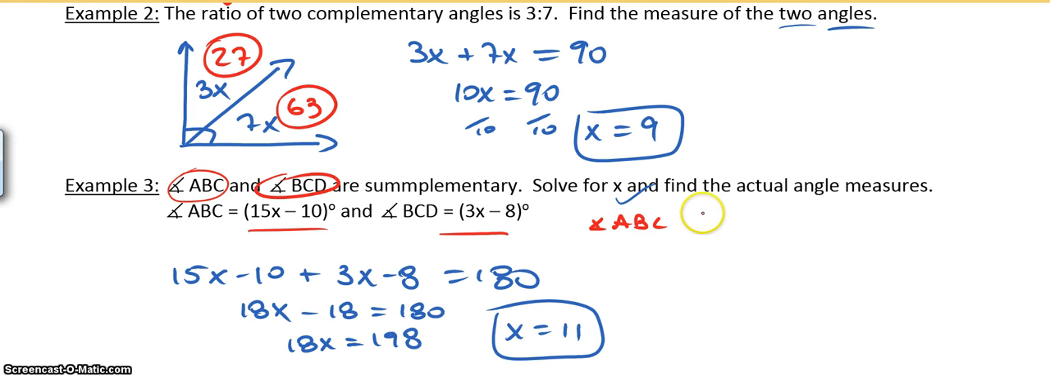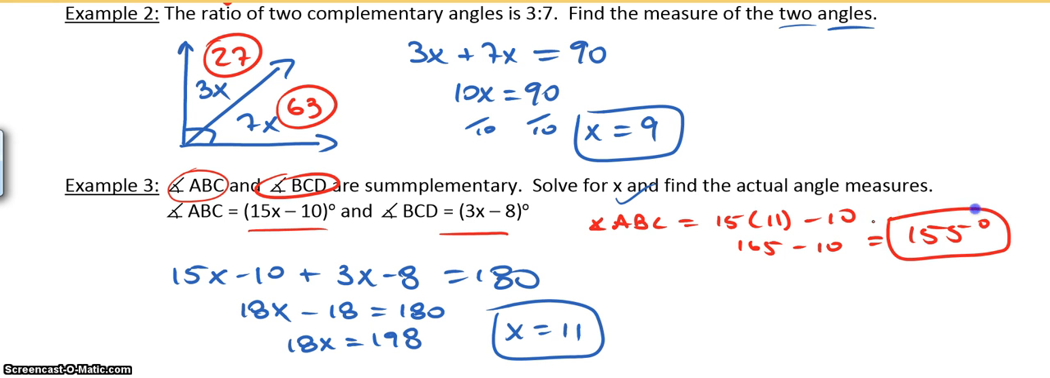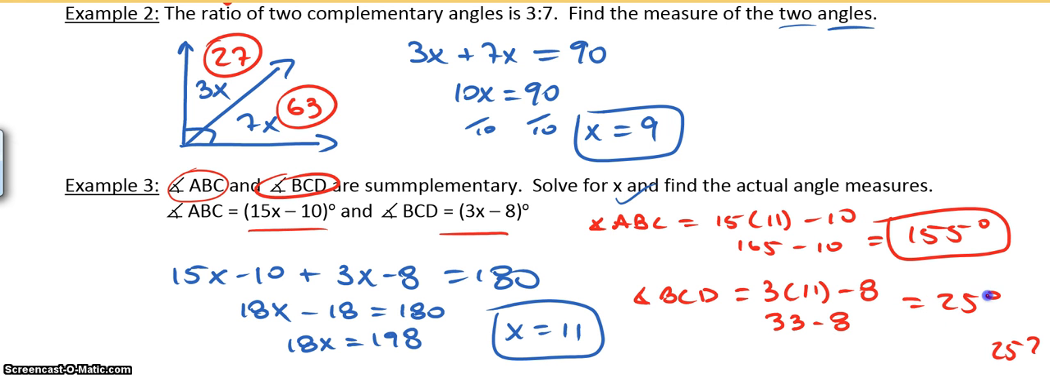So angle ABC is 15 times 11 minus 10. So 15 times 11 is 165, minus 10 is 155. So angle ABC is 155. Now, before we even do anything, you should be able to guess BCD. Because we know it's supplementary, so 180 minus 155, we should get 25 as an answer. Well, let's see how good we are. So we have 3 times 11 minus 8, which gives me 33 minus 8, which sure enough is 25 degrees. So it all checks out.